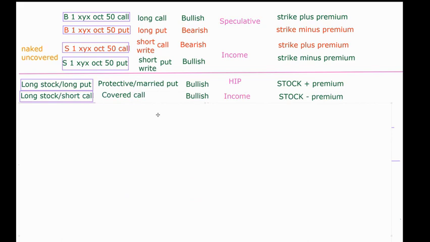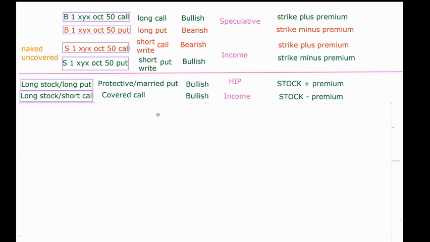Next hedge, long stock, short a call. That's a covered call. It's bullish because you own the stock, maybe even neutral if you sell at the strike, the same place you bought the stock. You're doing it for income. The only reason you ever sell options is for income. How do you do break even? It's the stock minus the premium. I put stock in big letters to remind you it's not the strike price, it's the stock. Stock is king, stock is everything.